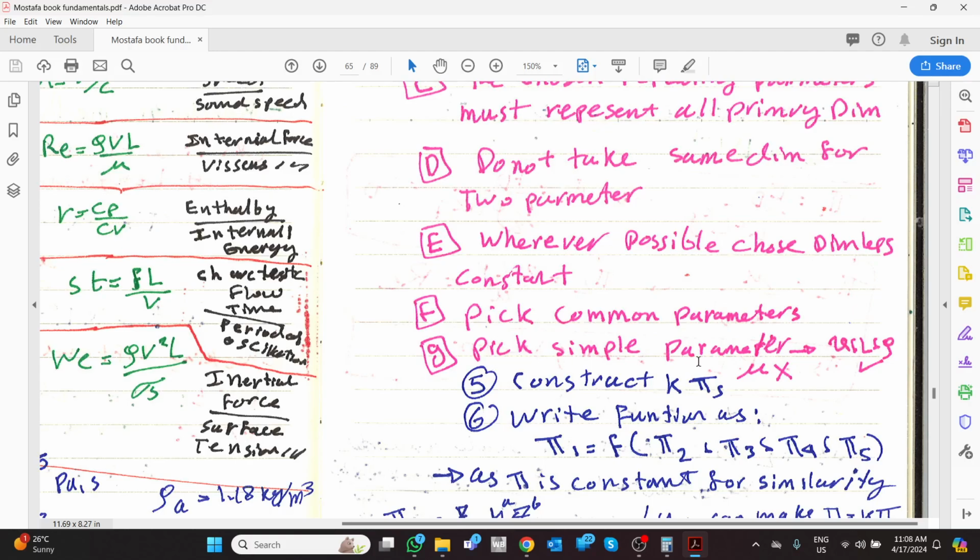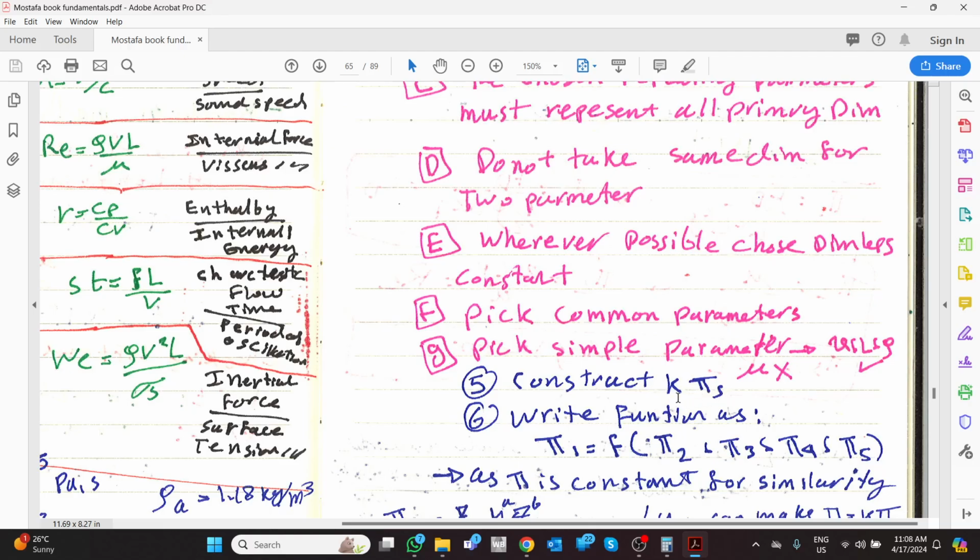Try to pick simple parameters. For example, try to take velocities, length, density. Don't take viscosity. Don't take some complicated parameter which is going to have a complication. It can be, but it will be hard or a little bit hard to get what you need. Okay. Then you construct the pi theorem.